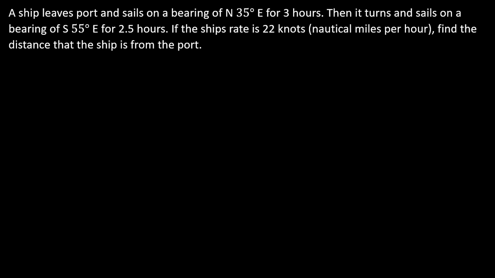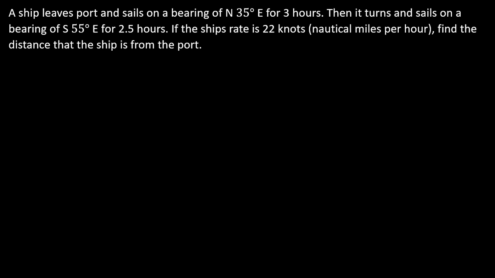So a ship leaves port and sails on a bearing north 35 degrees east for 3 hours. And then it turns and sails on a bearing of south 55 degrees east for 2.5 hours. If the ship's rate is 22 knots, that's nautical miles per hour, find the distance that the ship is from the port. So once again, this might sound like a really crazy problem, but once you understand the lingo here, it's all good.